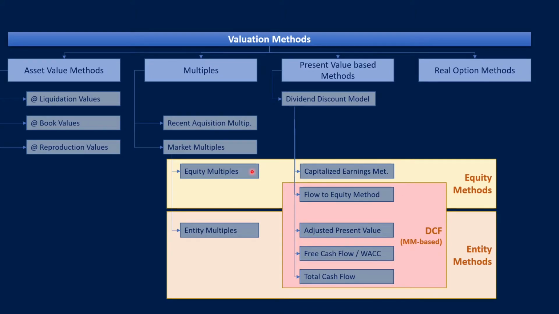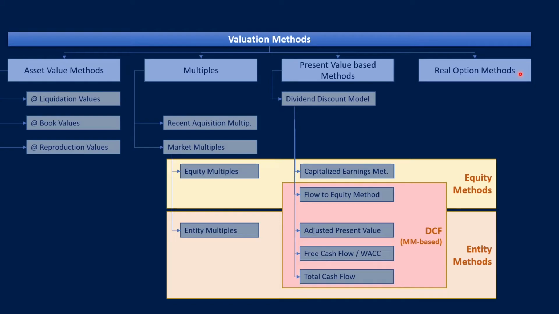So the equity multiples are equity methods, of course. The capitalized earning method is an equity method, and the flow to equity model from the DCF models is also an equity method. And of course we see entity methods like the entity multiples, the adjusted present value, the free cash flow or WACC method, and the total cash flow.